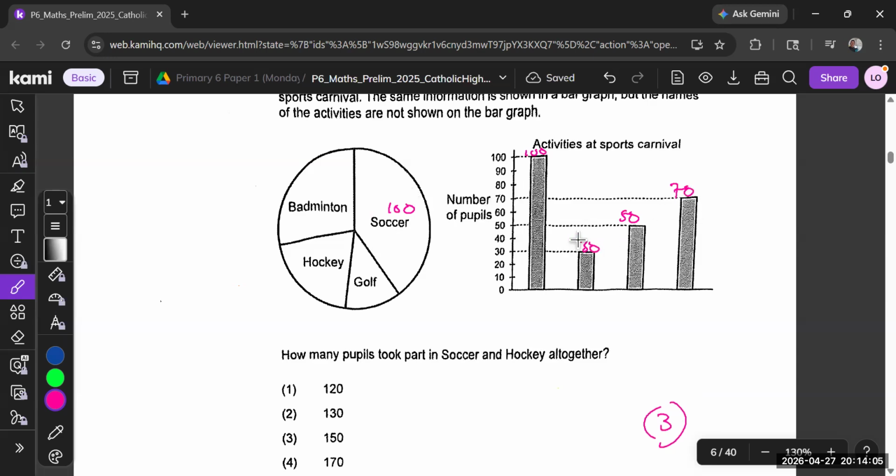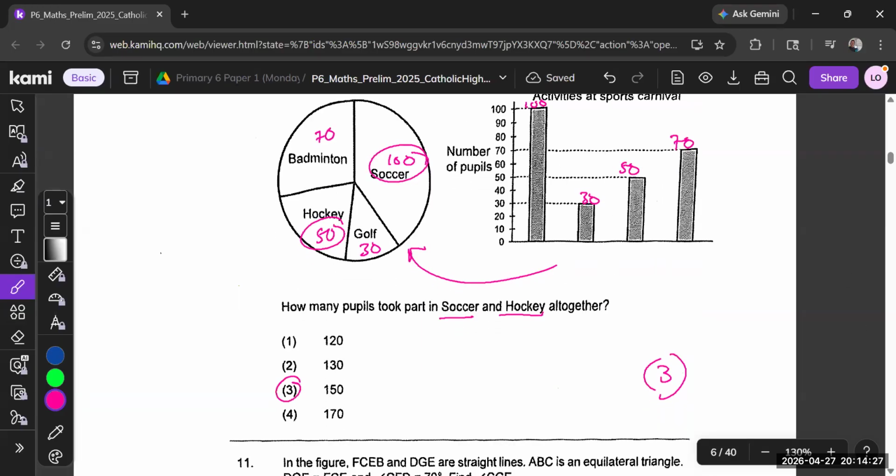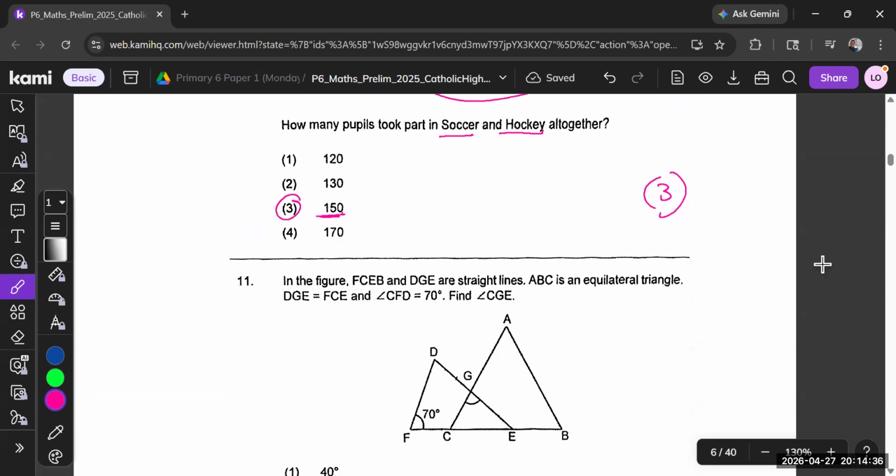And then the smallest is golf. And then 70 must be the second biggest part, second biggest pie. 50 must be the hockey. So you have to match accordingly. And then how many pupils took part in soccer and hockey? Soccer 100, hockey 50. 100 plus 50, that's how you get 150. Understand now? Okay, so you can give yourself a tick, then later on you can check how many marks you have. Okay, now we come to question 11.